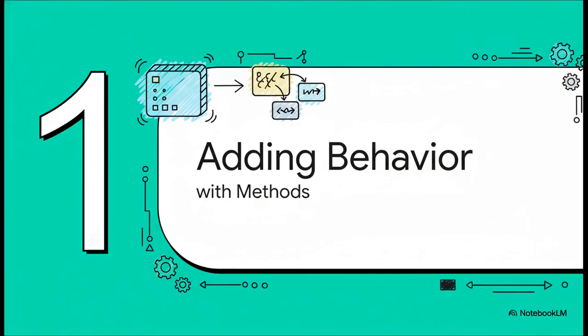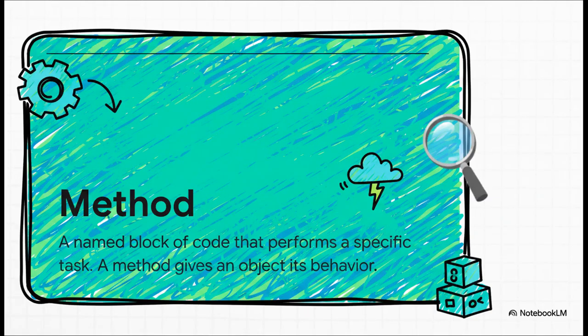Well, our first and probably most important upgrade is to give our box some actual behavior. And we do that by adding methods. This is the moment where our dumb box starts to get a little bit smarter. A method is really just a named block of code that belongs to a class. You can think of it like a verb, an action that the object can now perform. So instead of just having nouns like width and height, we can give it a verb like calculate volume. It's basically Java's way of giving an object its own little subroutine.